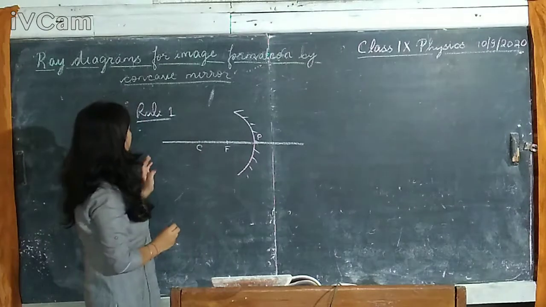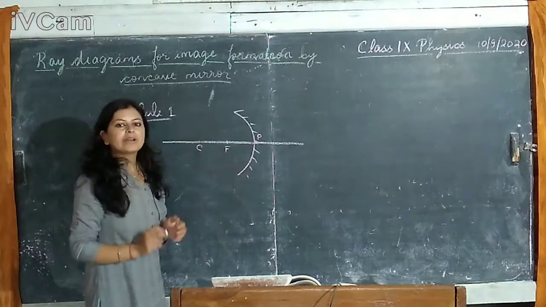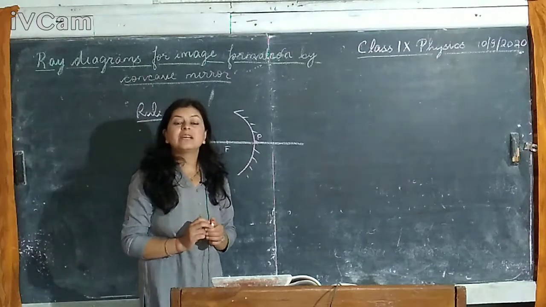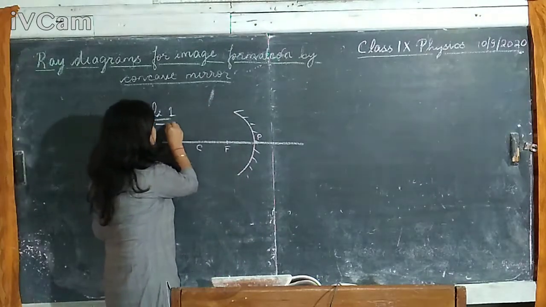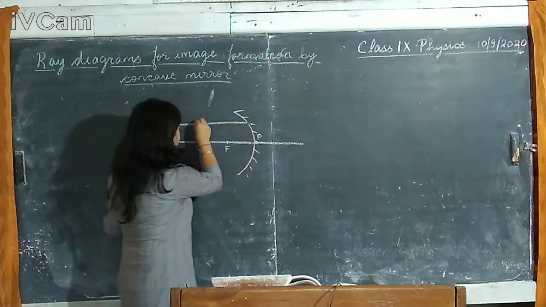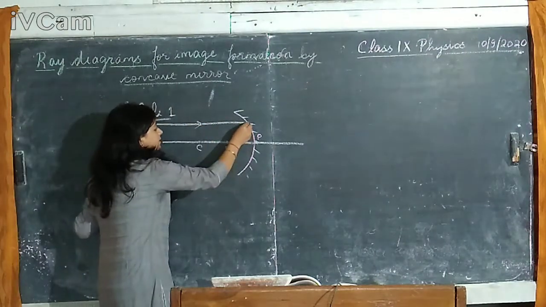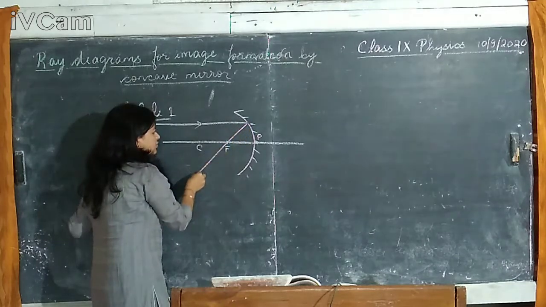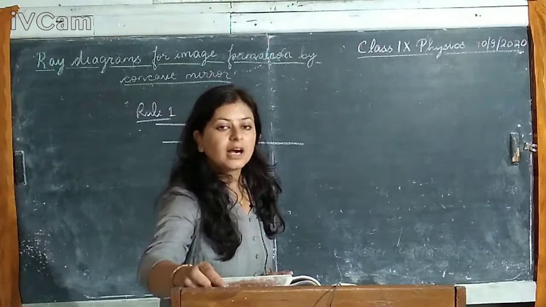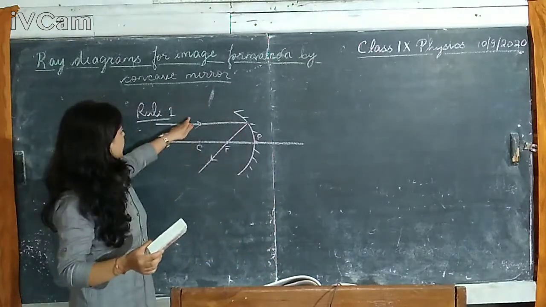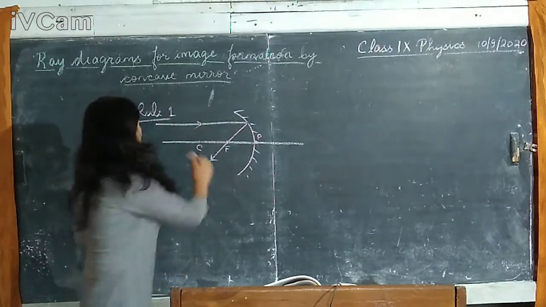Now I'll be talking about rule number 1. What happens to a ray of light striking on the mirror? Now a ray may arise from an object and may come in any direction to the mirror and strike the mirror. Suppose the ray of light is parallel to the principal axis. This is a ray of light parallel to the principal axis. It will reflect and pass through the focus. This is rule number 1. So if any ray of light comes as a parallel ray to the principal axis, this ray after striking the mirror will pass through the focus.